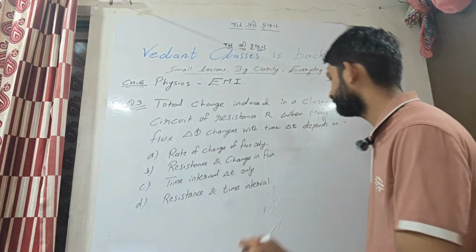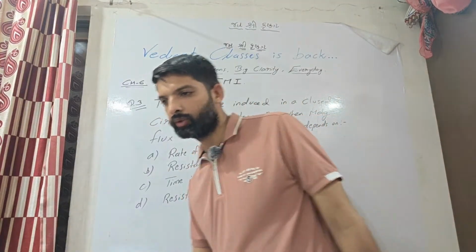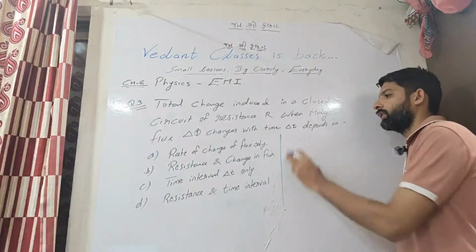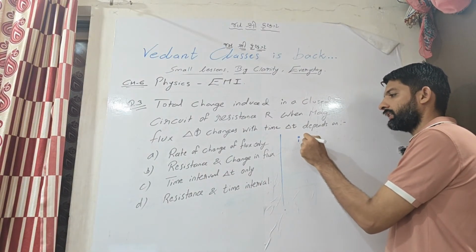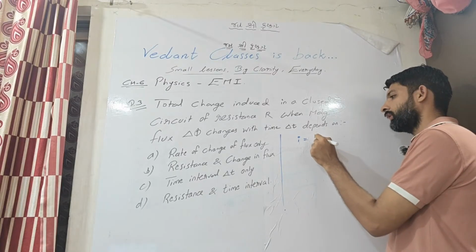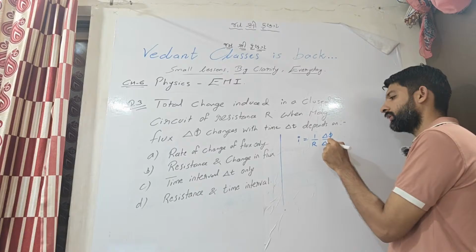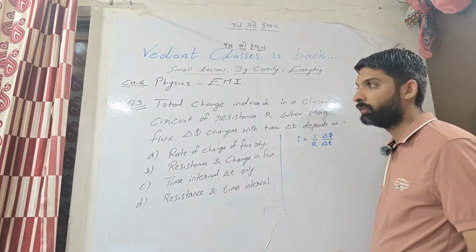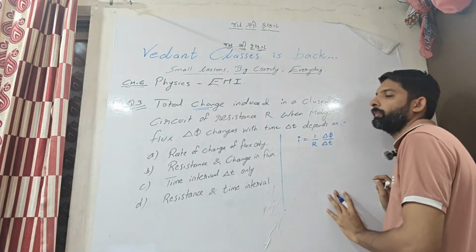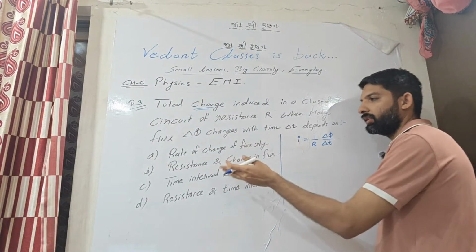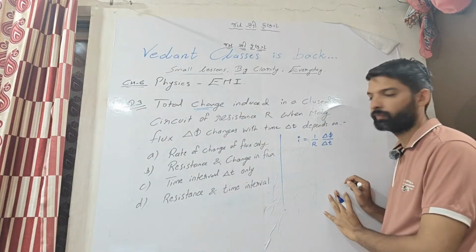Okay, let's solve. See, we know the formula of I, that is 1 by R, rate of change of flux upon time. Here one more extra thing they have asked, that is charge. Usually we deal with EMF and current, but in this question they have asked for charge.